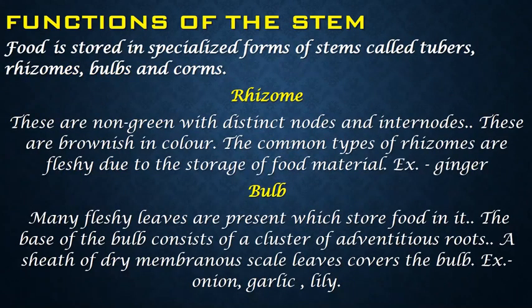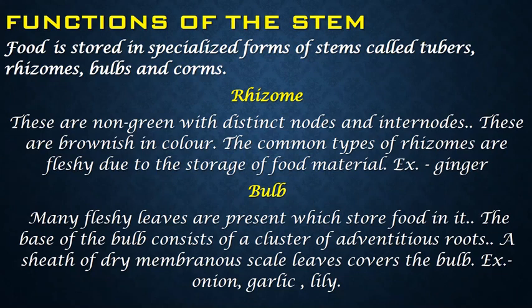Food is stored in specialized forms of stems called tubers, rhizomes, bulbs, and corms. Let's talk about these one by one. Rhizome. These are non-green with distinct nodes and internodes. These are brownish in color. The common types of rhizomes are fleshy due to the storage of food in them. A very common example is ginger.